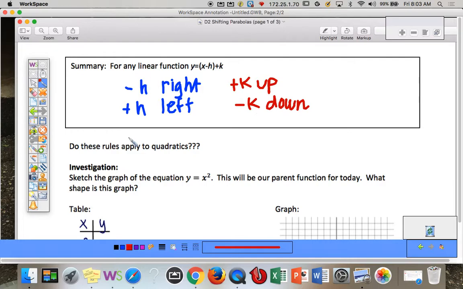and then we have plus k is up k units, and minus k is down k units. So the question today is, do these rules apply to something that's a quadratic? So we've spent a lot of time looking at quadratics this year. So parabolas, either U-shaped up or U-shaped down, do the same rules apply?